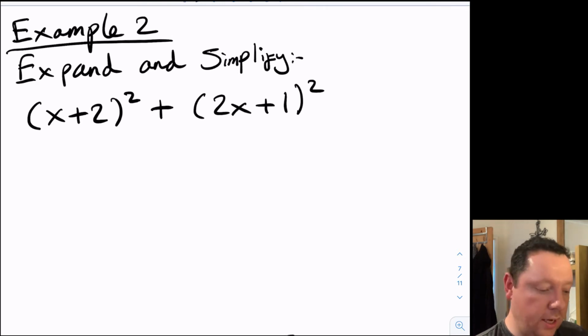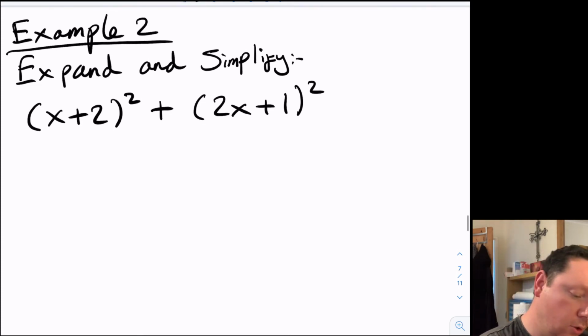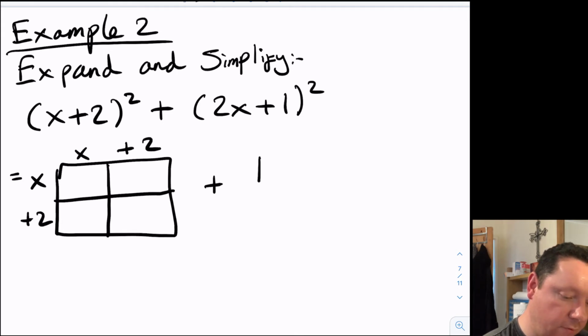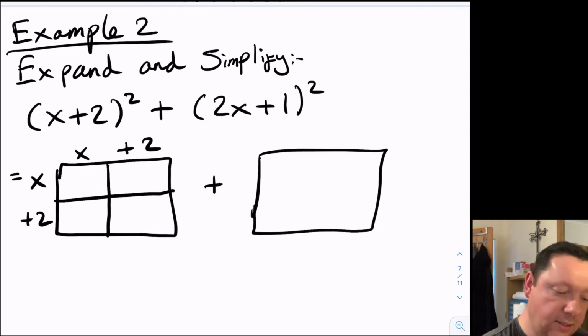Okay, example 2 says expand and simplify x plus 2 squared plus 2x plus 1 squared. So you've got two sets of brackets that are getting squared. So I've just got two sets of sums to do. So if I draw it out, the first bracket, one rectangle, I've got x plus 2 on the top, x plus 2 down the side. Split it into 4. But then for the next bracket, I've also got a rectangle. But this time it's 2x plus 1 and 2x plus 1 down the sides.